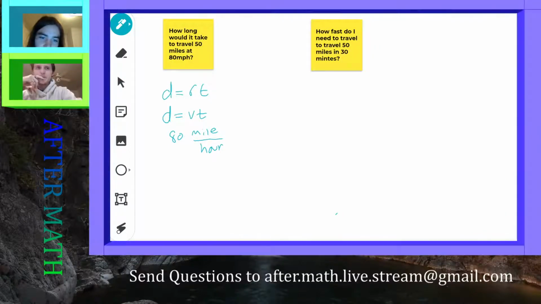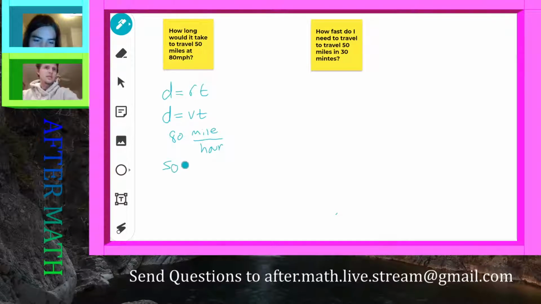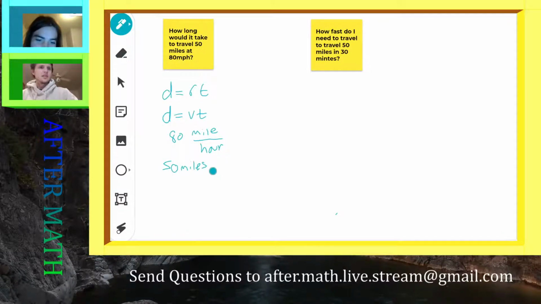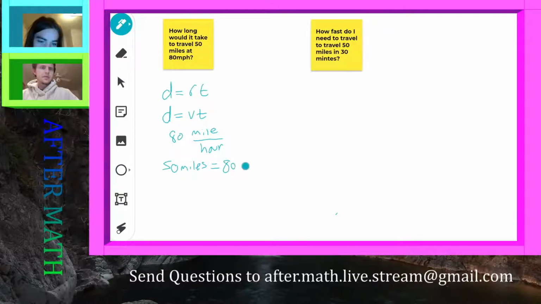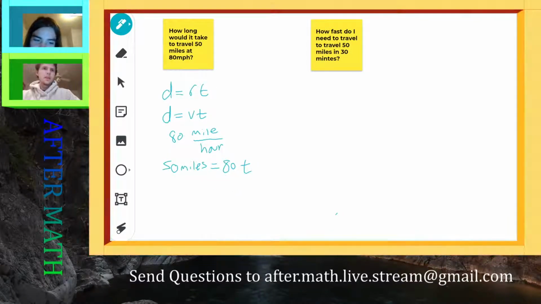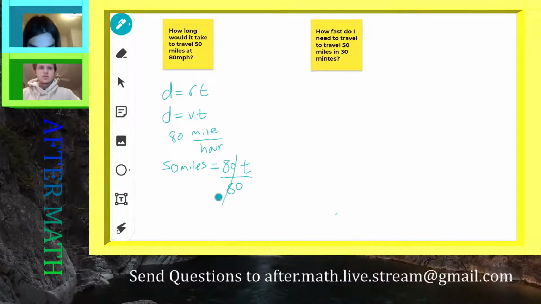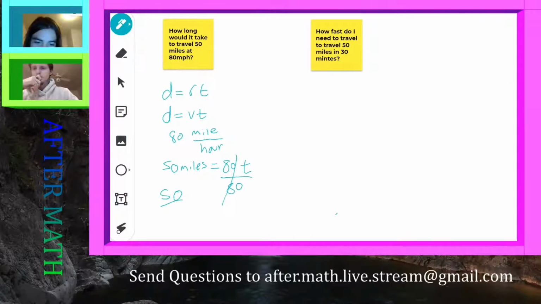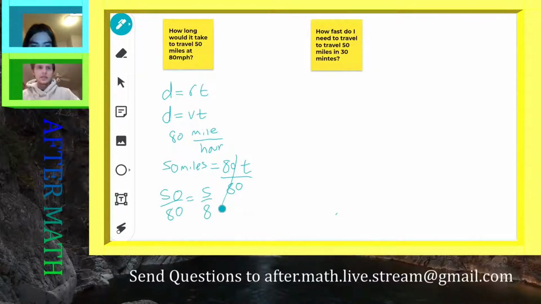So it says how long would it take to travel 50 miles at 80 miles an hour? Our distance is going to be 50 miles, right? And this is equal to our speed, which is 80, times our time t. So all we do is divide both sides by 80. I just need to solve for the time. Yep. And so then we've got 50 over 80, and this is equal to 5 over 8. And this is hours.